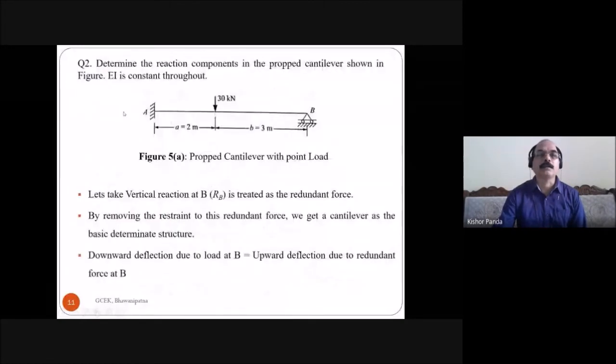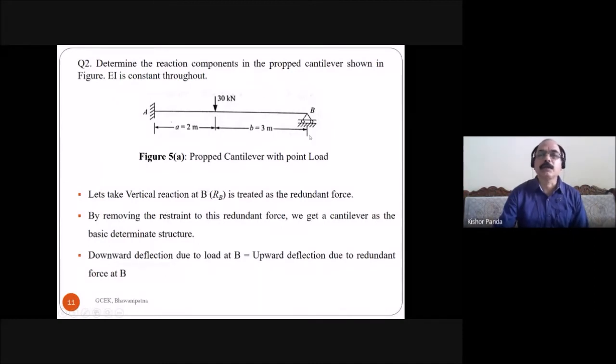Then coming to another example. Determine the reaction components in the propped cantilever shown in the figure. EI is constant throughout. This is also a propped cantilever having one prop at the free end. It is fixed at the other end and has one point load at a distance of 2 meters from the support. This is 2 meters and from this point to the prop is 3 meters. A 30 kilonewton load is acting.